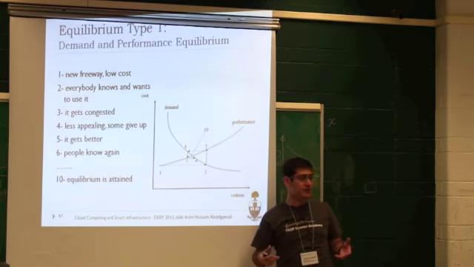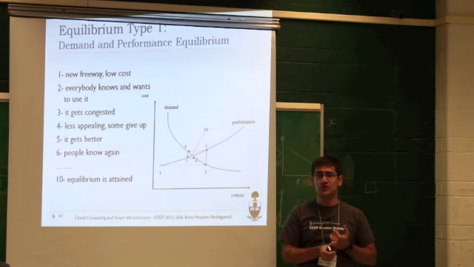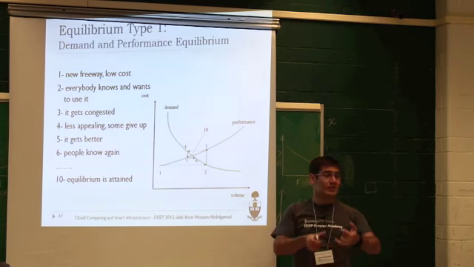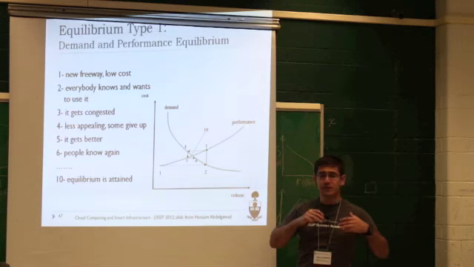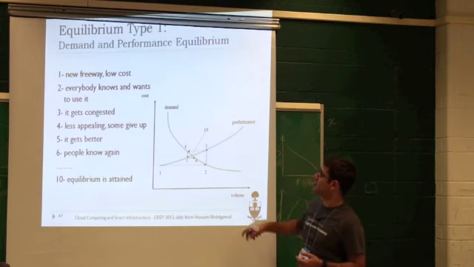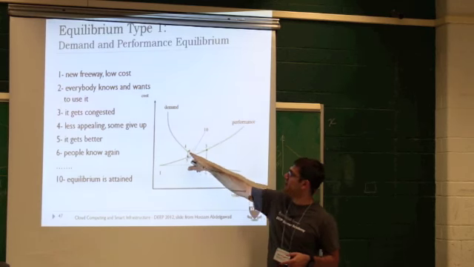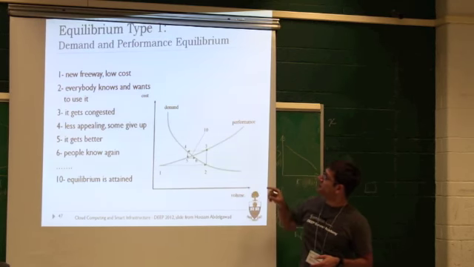After it gets congested, then your cost starts going high. What does that do with your demand? Your demand decreases, right? So people stop wanting to go onto that highway. They start using other routes. So it's less appealing. Some people give up. So you move here. So the demand decreases.